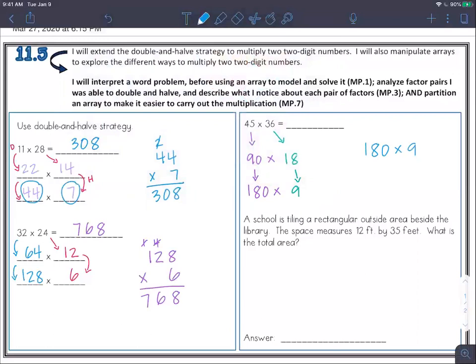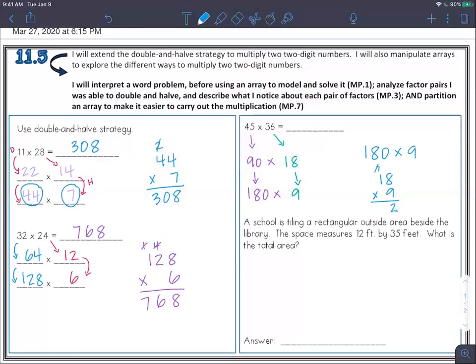Okay, I can do 18 times 9 and then add that 10 back in, right? So I can do 18 times 9. 8 times 9 is 72. 1 times 9 is 9, plus 7 is 16. Okay, so if I know 18 times 9 is 162, then I know 180 times 9 is 1,620.